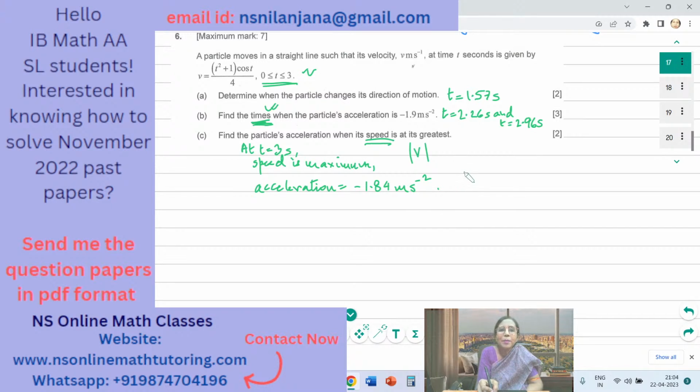So students, this brings us to the end of this session, because we have completed all the 6 questions. And as I've said before, we will be solving the section B questions of the same paper. That means question 9 will be solved tomorrow, starting at 5 p.m. IST. And again, I am repeating, if any one of you is interested in knowing how to solve the paper 1 and paper 2 questions of IB Math AA SL November 2022, then please send me the PDF format of those 2 question papers, and I'll be explaining how to answer them this coming weekend.